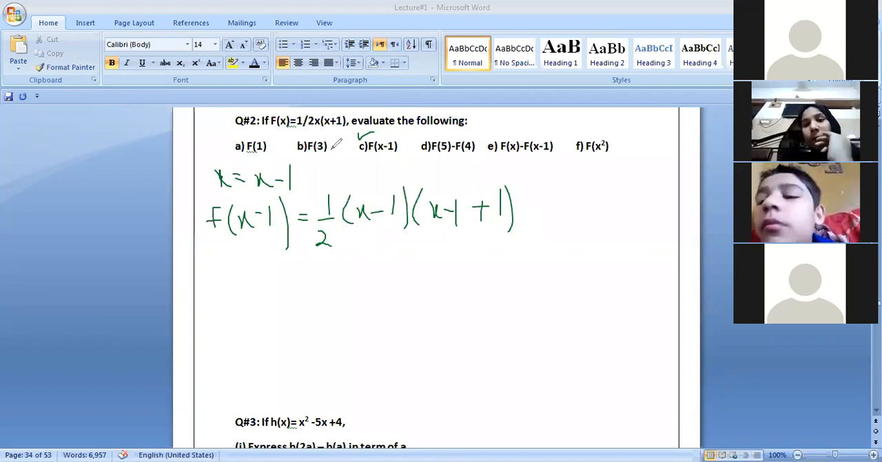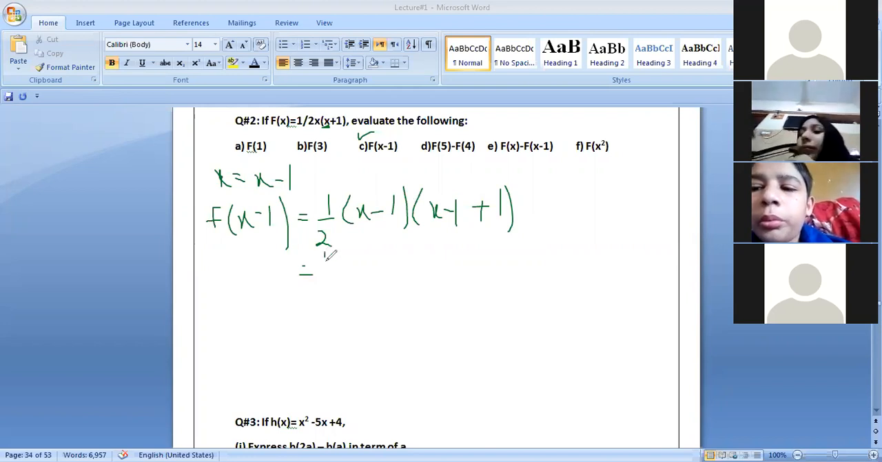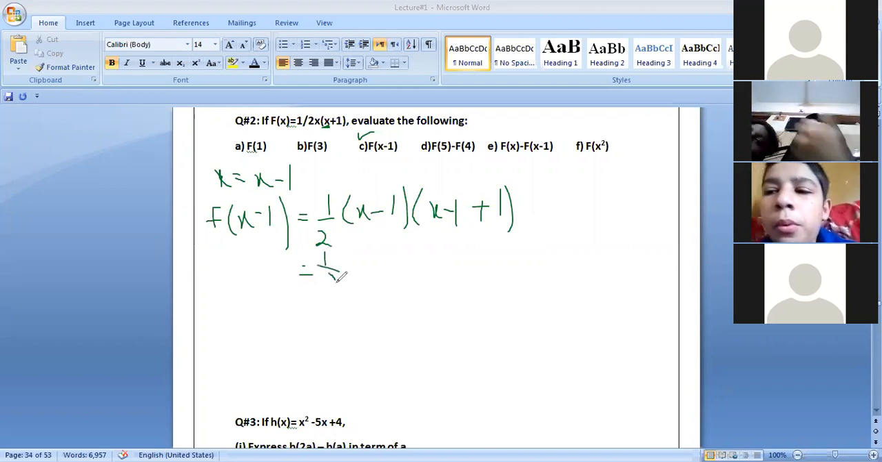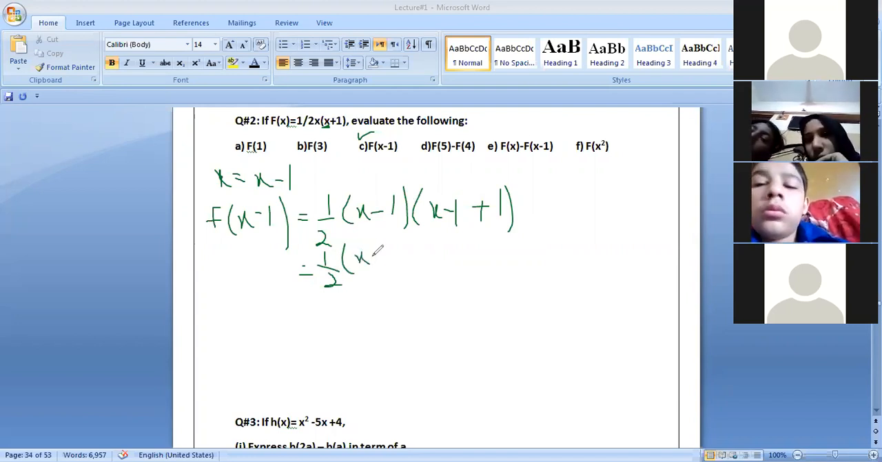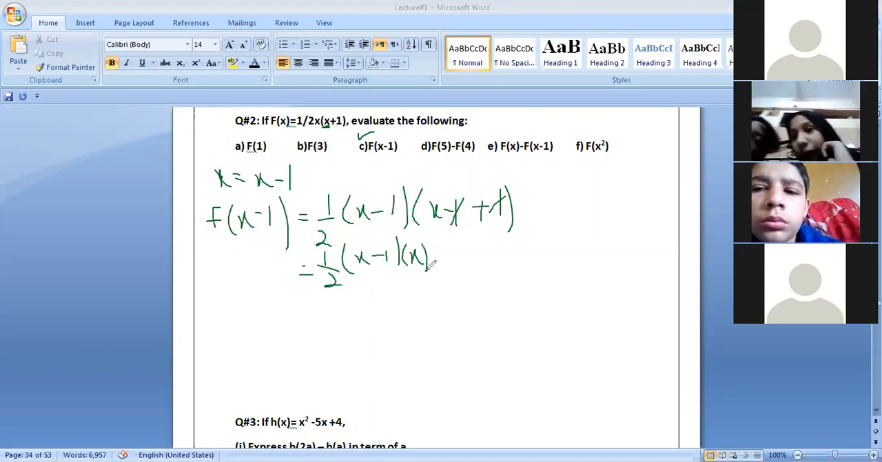ये हमने किसकी जगह पर लिखा है? x की जगह पर x minus 1 plus 1 is given in question. Okay, focus on the question please. 1 upon 2, 1 upon 2 x minus 1 we will write as it is. Okay, and then minus 1 plus 1 cancel. यहाँ तक कोई problem? This is the answer of part C.